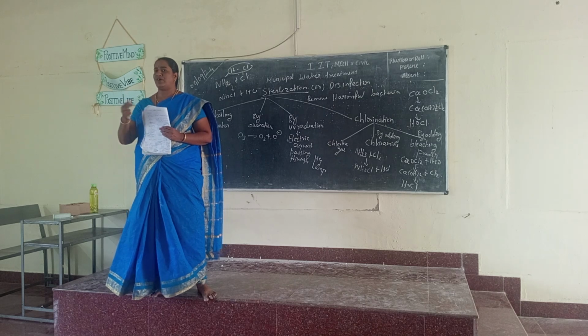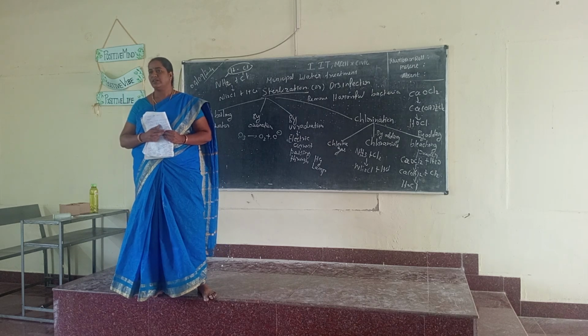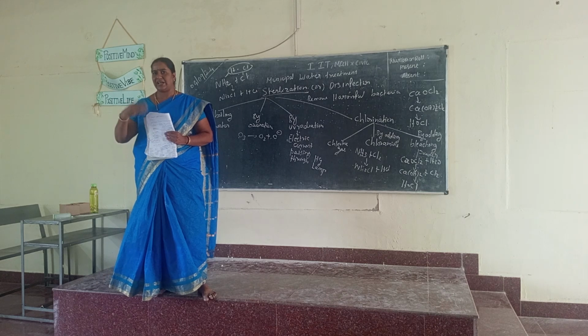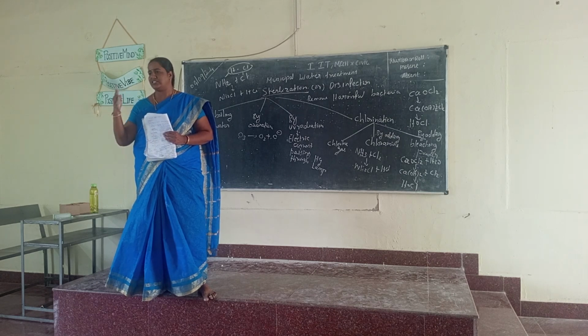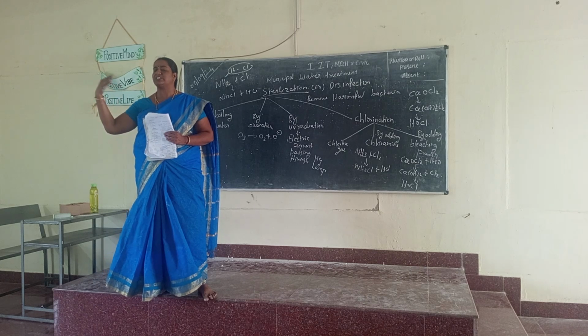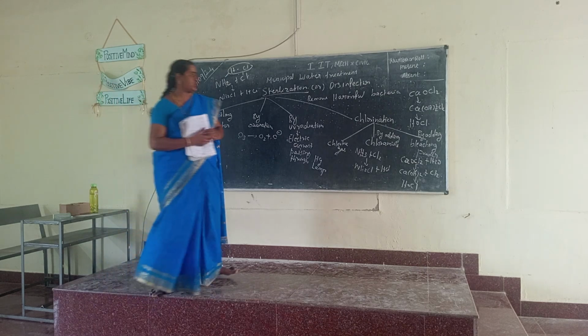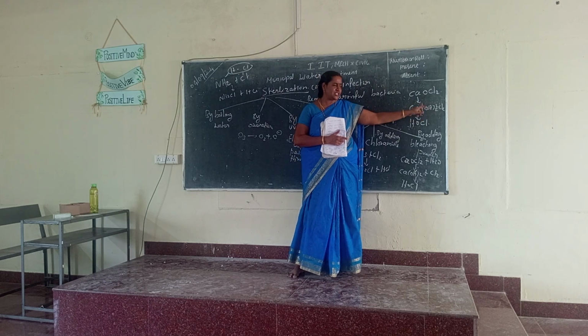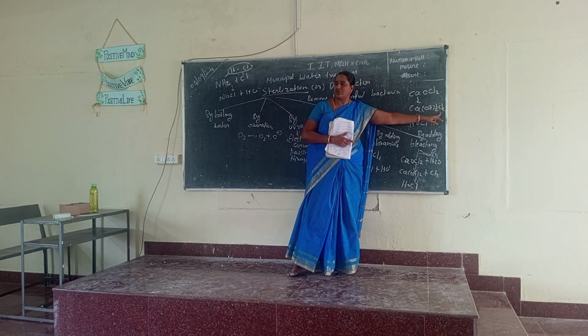What is the formula for bleaching powder? Calcium oxychloride. What will be done here? Calcium oxychloride is reacted with water and converted into calcium hydroxide. This calcium hydroxide again reacted with chlorine gas.